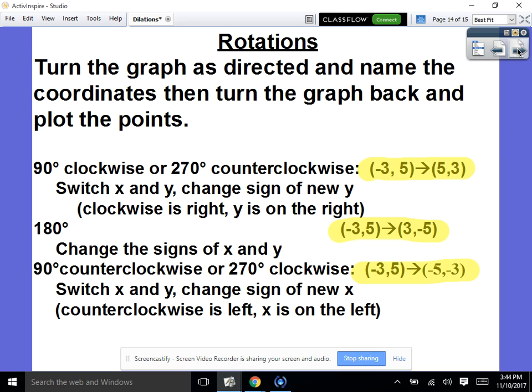Your algebraic rule, 90 degrees clockwise or 270 degrees counterclockwise, you switch x and y, then change the sign of the new y. For 180 degrees, you change the signs of x and y. And for 90 degrees counterclockwise or 270 degrees clockwise, you switch x and y and change the sign of the new x.